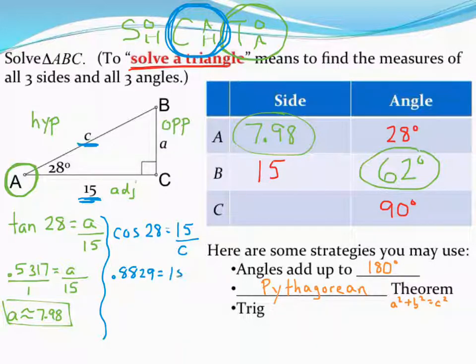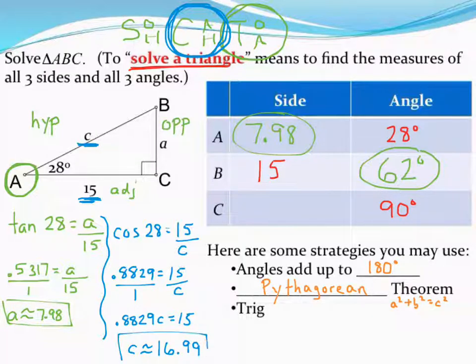Equals 15 over C. And again, it may be helpful to do this as a proportion, so throw that over 1, and then do some cross multiplying. So 0.8829C would be equal to 15. And finally, dividing both sides by 0.8829, I find side C to be approximately 16.99. And as long as you're somewhere in that ballpark, you're fine.